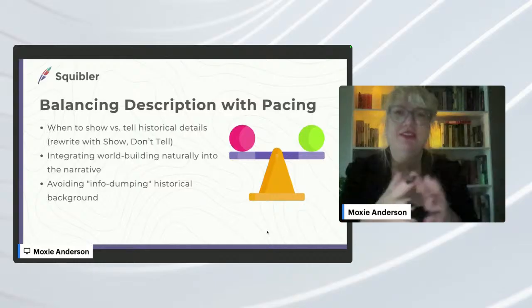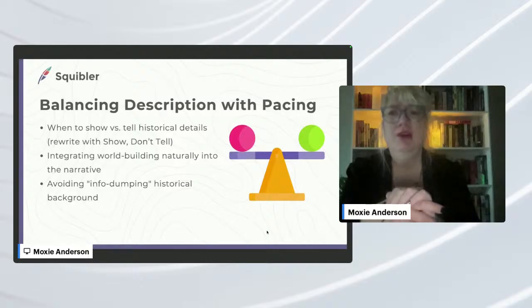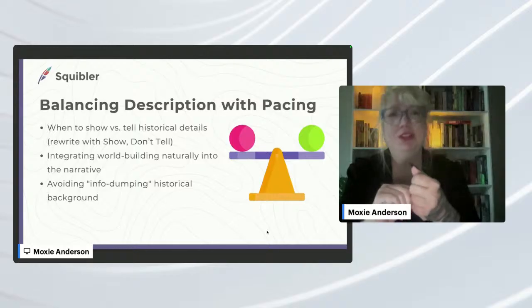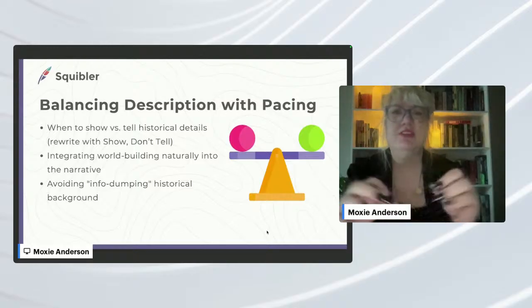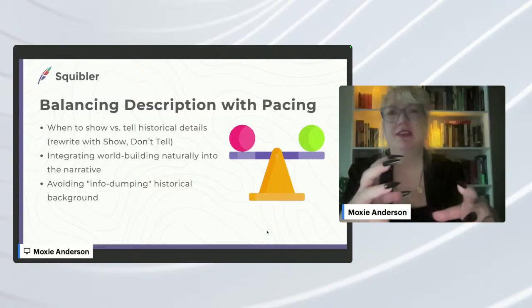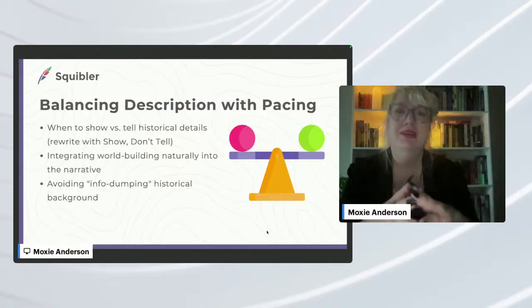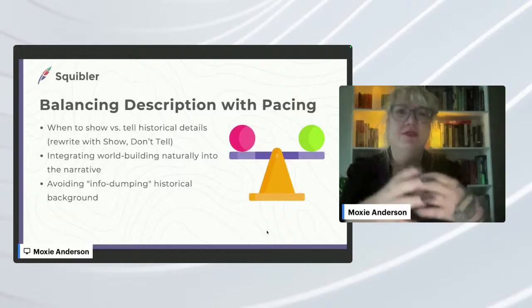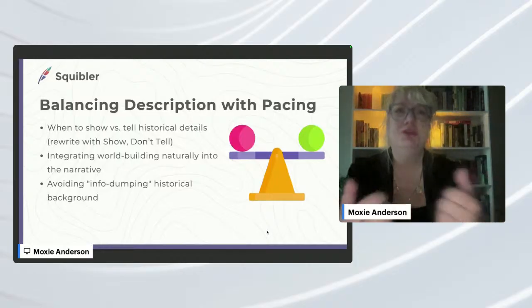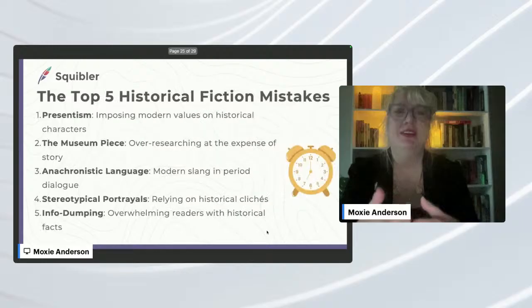So another thing that you'll have to consider is balancing your descriptions and your period accuracy with pacing. When are you going to use show versus tell with historical details? The easiest way to do this as you're revising your work, of course, is to use that show, don't tell function that we have in Squibbler. That can help you edit with a focus on limiting unnecessary exposition. You do want to integrate your world building naturally into your narrative. If you have historical information in there, it shouldn't just be an information dump. It should be there for a historical reason.